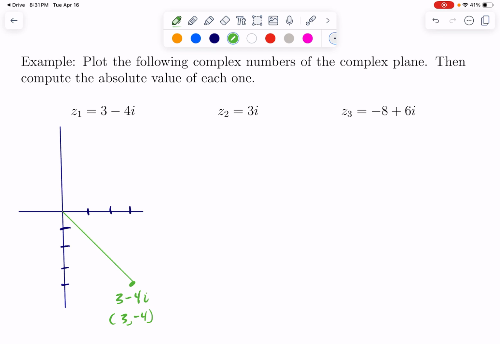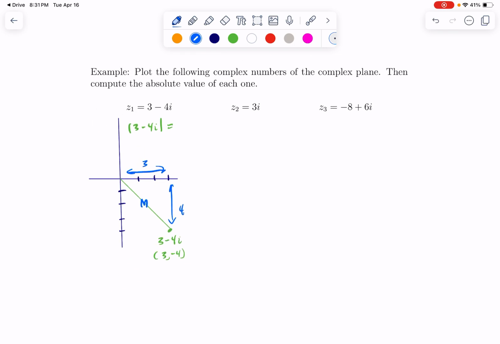And its absolute value is simply this distance. Really all we're doing here is the Pythagorean theorem. We went over 3, we went down 4 imaginary units, but still it's a distance of 4. And if we're trying to find this modulus here, we're just saying 3 squared plus 4 squared equals m squared. So m is the square root of 3 squared plus 4 squared, which is the square root of 25, which is 5.